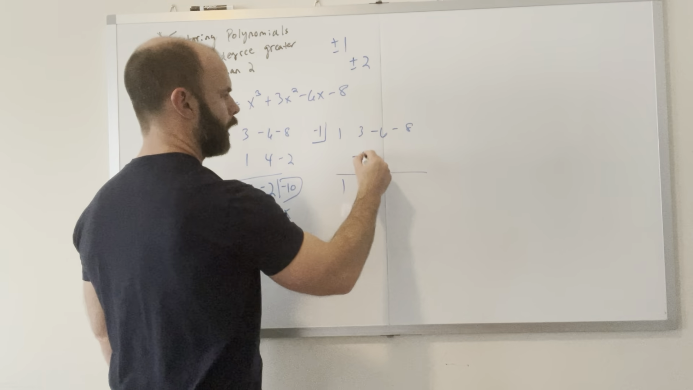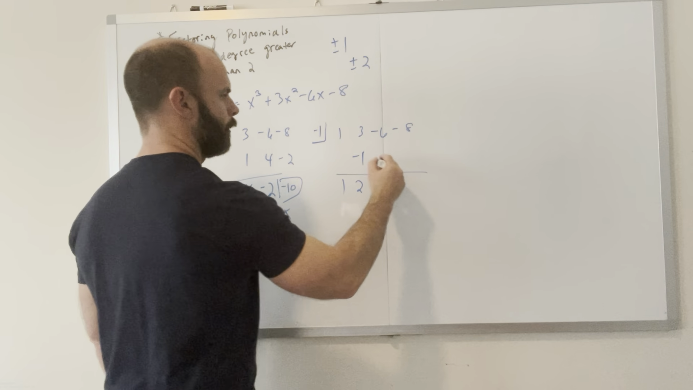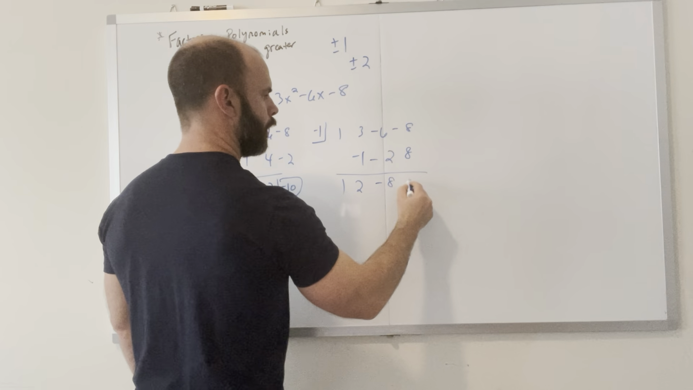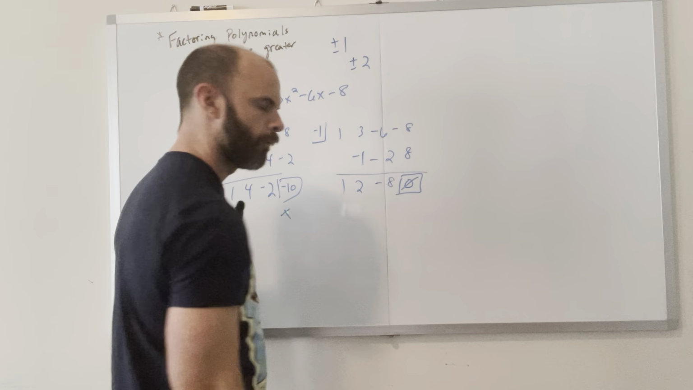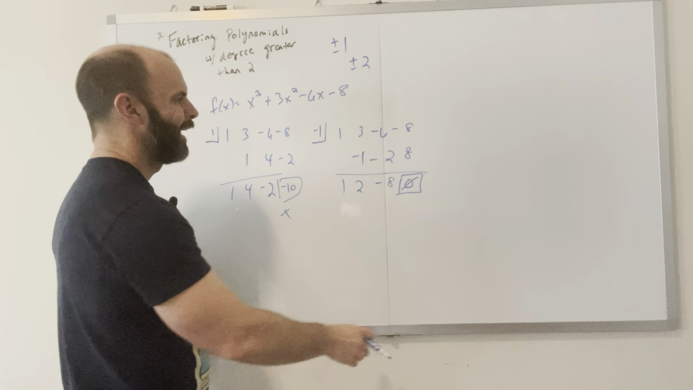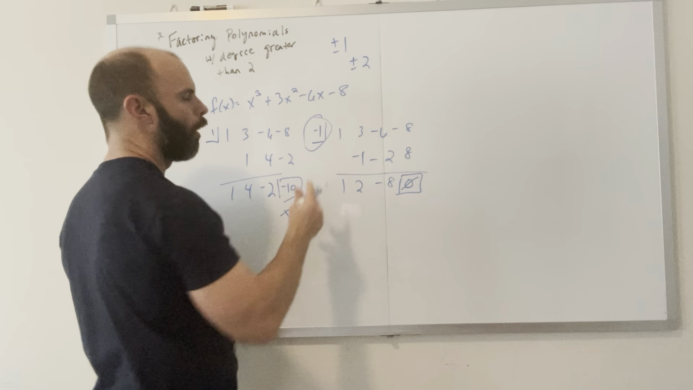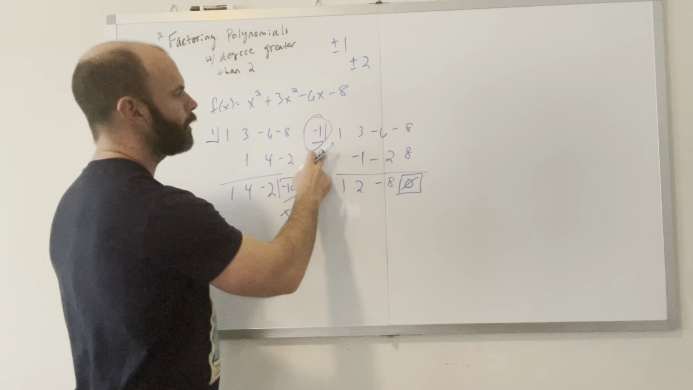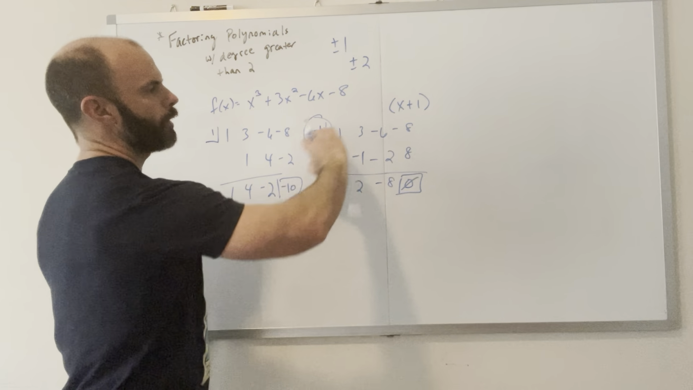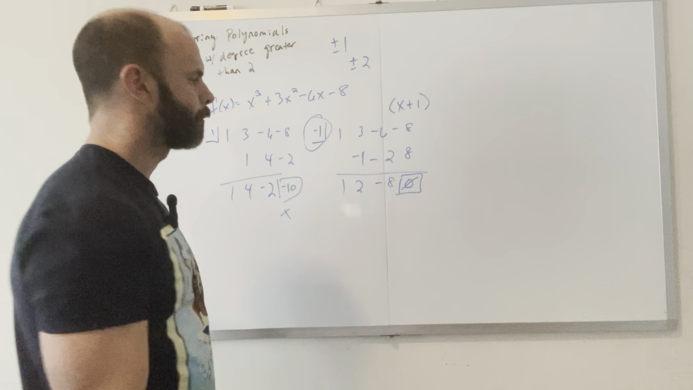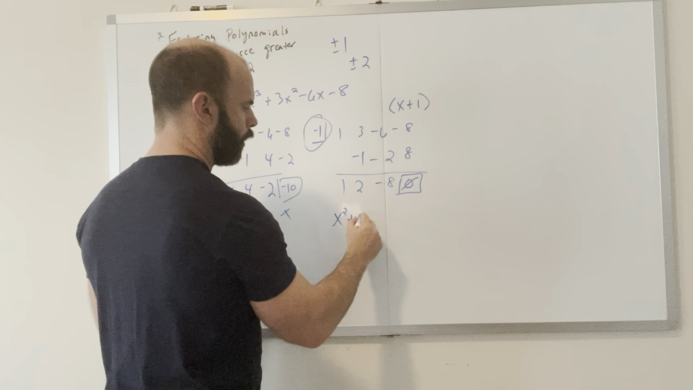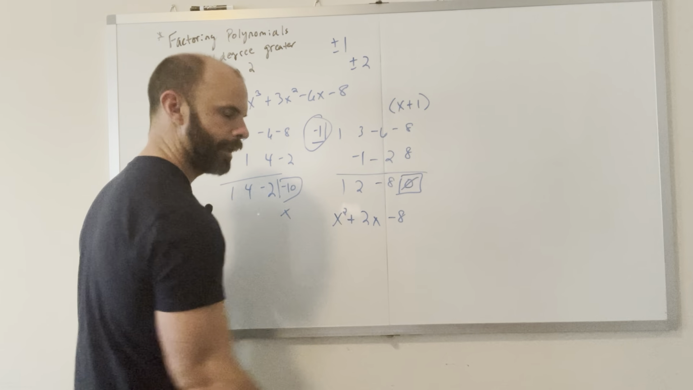1, I get negative 1, positive 2, that's a negative 2, that's a negative 8, that's a positive 8, that's a 0. Great, that's exactly what I wanted. Okay. All right, so I know negative 1 is one of my zeros. So because it's that, so x plus 1, we always write the opposite sign as the actual factor. I rewrite this as x squared plus 2x minus 8.